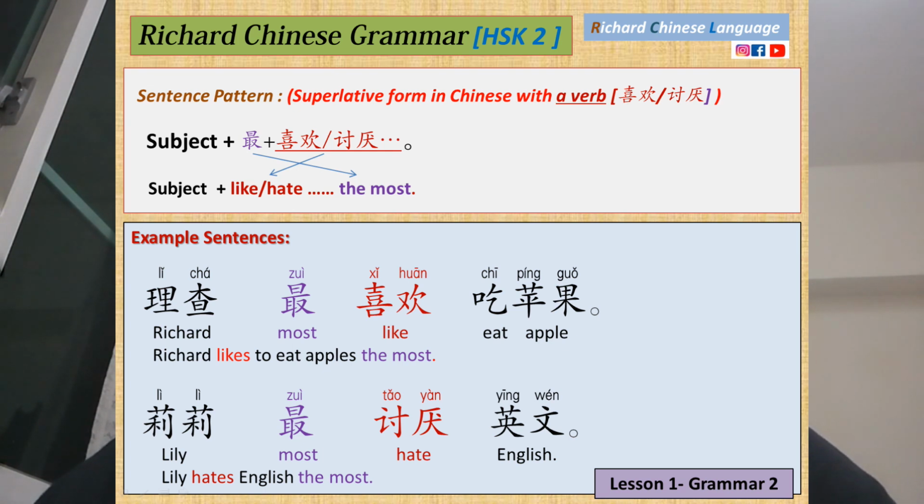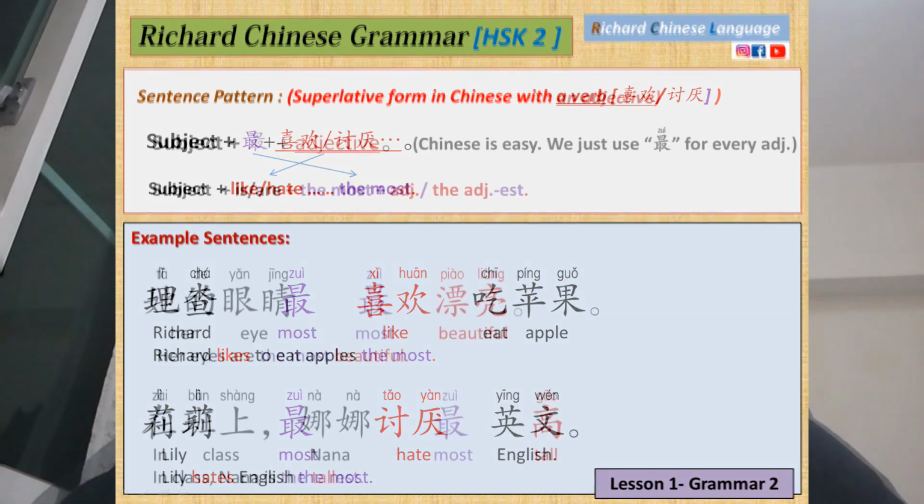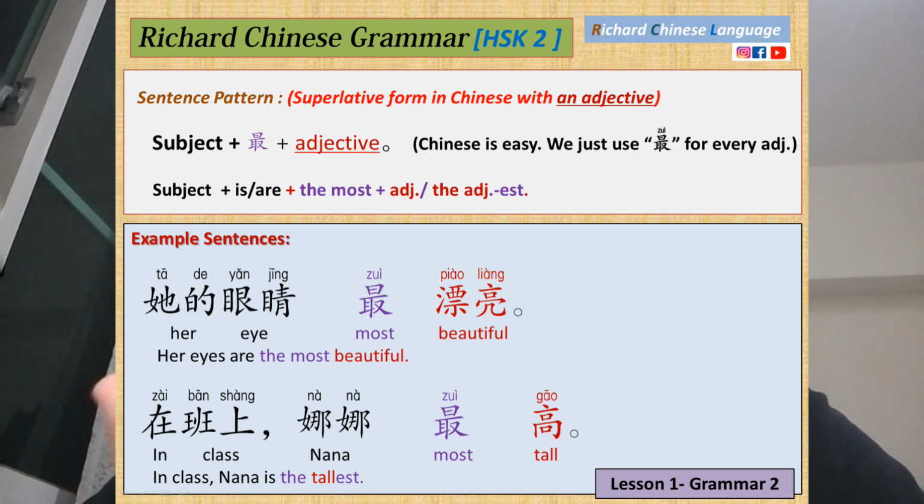Okay, so remember, we use the subject first, then we use 最, and then we use 喜欢 or 讨厌. Okay, so that's the sentence pattern. Okay, when we talk about the other sentence pattern of the superlative form in Chinese, we use an adjective after 最. So the sentence pattern is subject plus 最, and then plus an adjective.